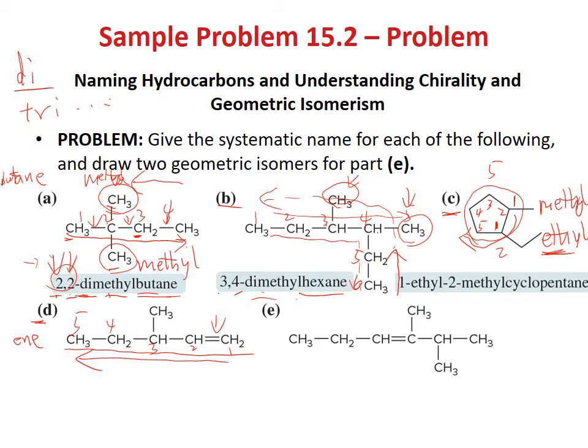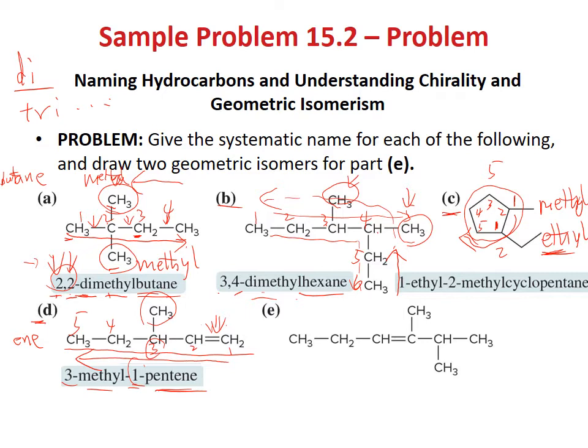And therefore it's 1. So it's 1-pentene. And number 3 has a methyl group. So 3-methyl-1-pentene. Now you can omit the 1 because the double bond is number 1. So you may say 3-methylpentene.